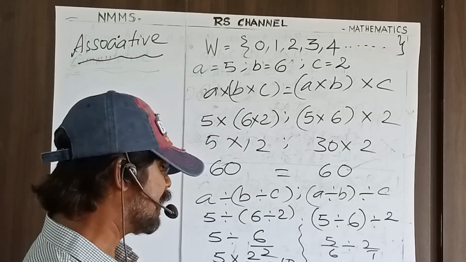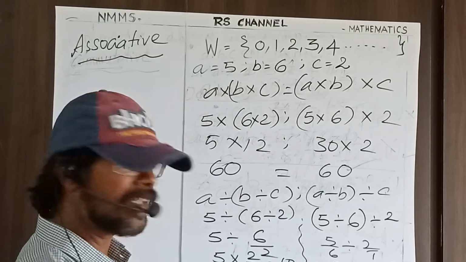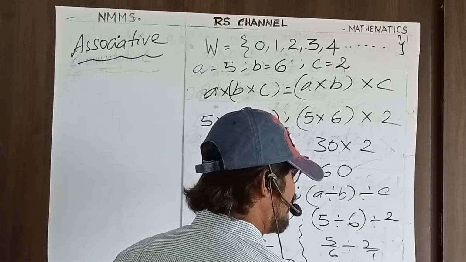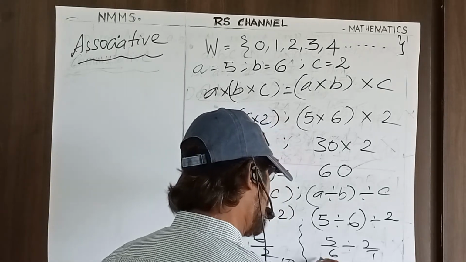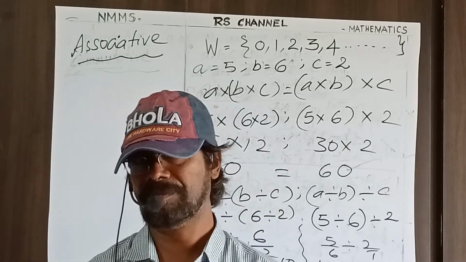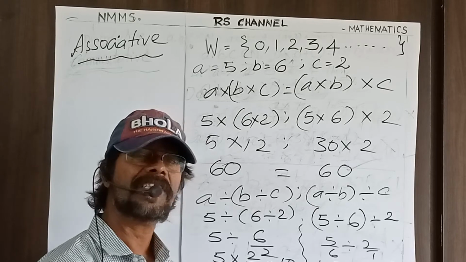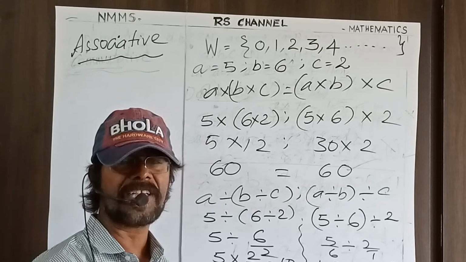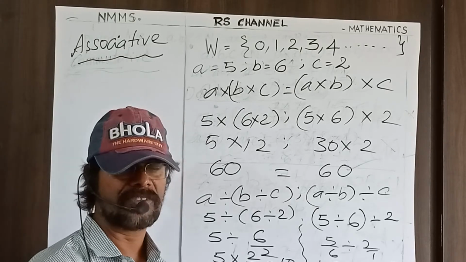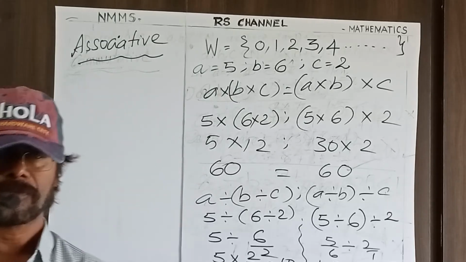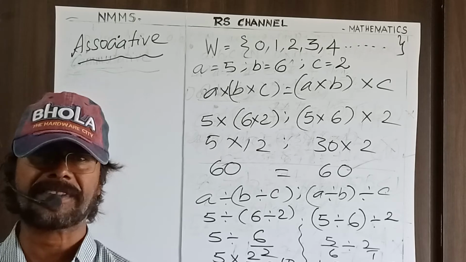This is 10 by 6, more than 1. This is greater than 1. This is less than 1. So both are not equal. Both are not equal, so division is not associative. So only addition and multiplication are associative. Understand? So like that, we are observing the properties.